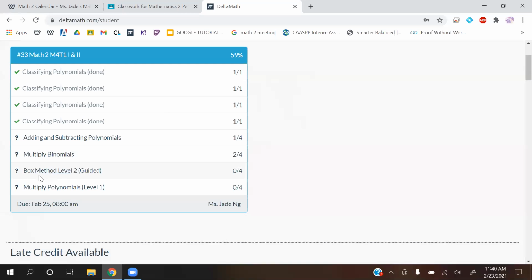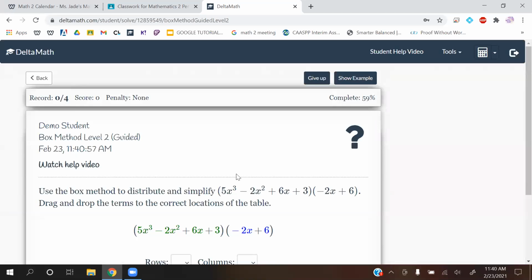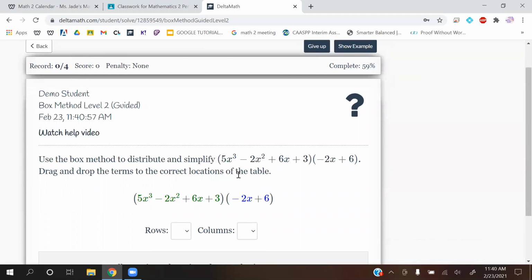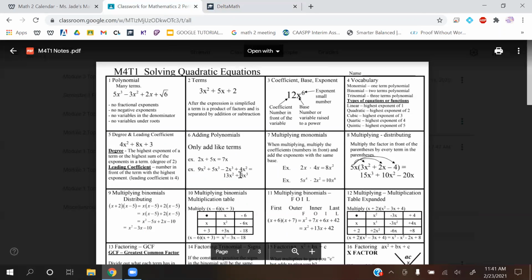Okay, so the next category is box method level 2 guided. I remember, or hopefully you guys remember, that when we first talked about multiplying these types of things, I showed you a couple methods. I showed you the box, the area method, and also the regular foiling method. Both of those are on the notes, by the way.